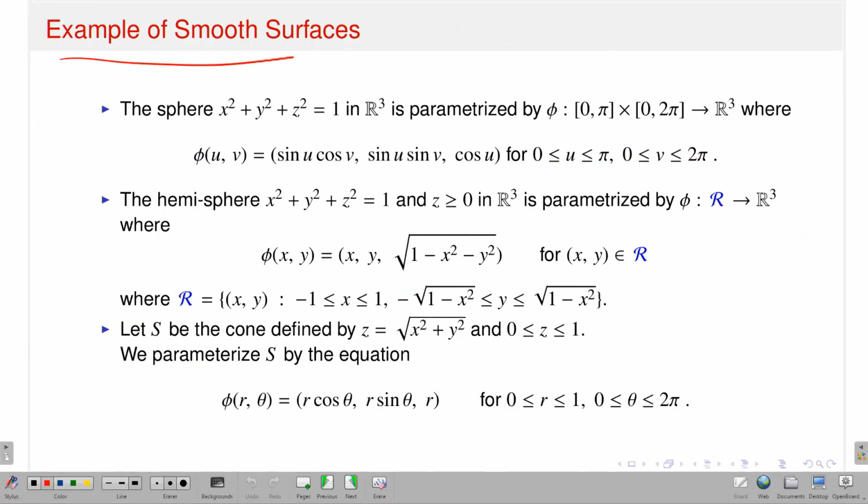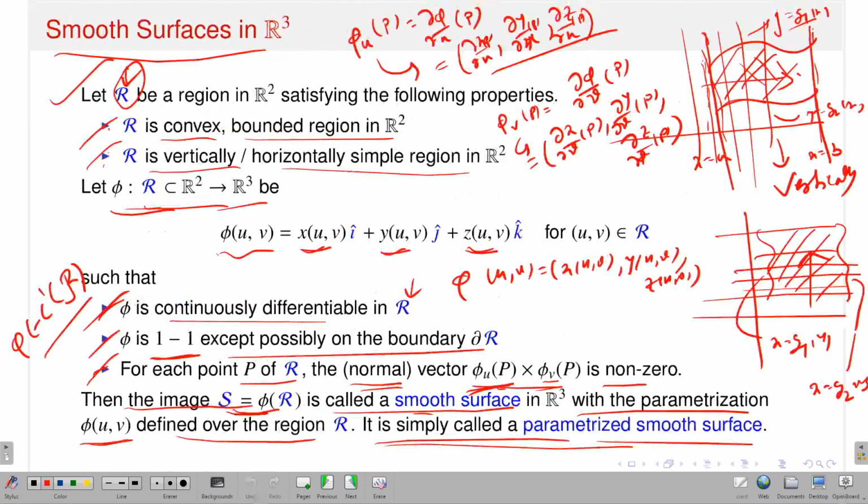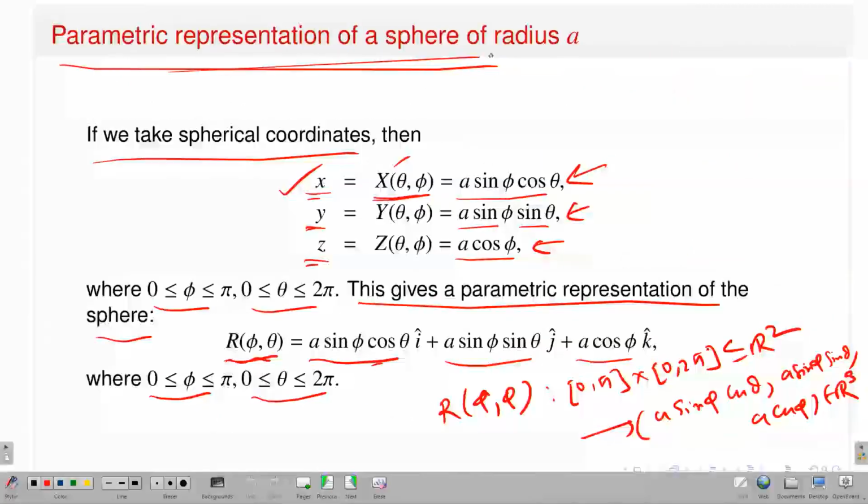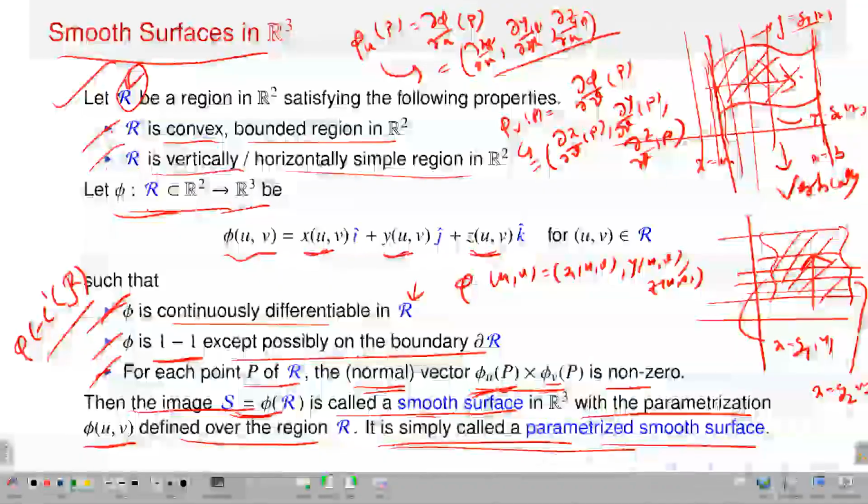Okay, so a couple of examples of smooth surfaces I have given. For example, if I consider the sphere, it is a surface in R3, right? And what is the parametrization? I have just discussed the parametrization of the sphere, the relation with the spherical coordinate system. Now it's a sphere of radius 1, so therefore a is exactly equal to 1. Look at here, this is a parametric representation of the sphere. That means sin phi cos theta, sin phi sin theta, a cos phi, right? That's what it should be.